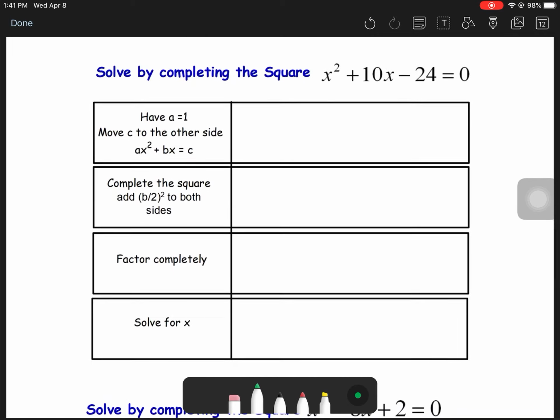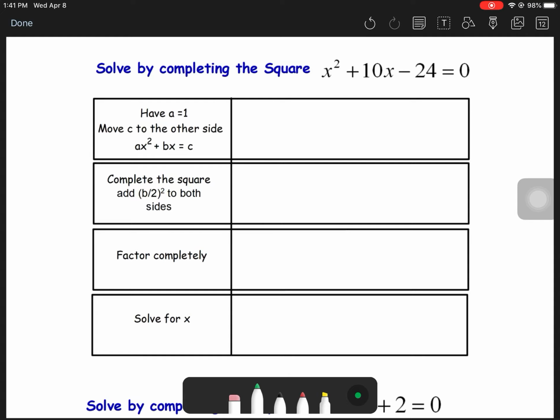Okay, so let's do an entire problem. So first thing we need to do is to make sure that we move the c to the other side. So we're going to move the c value to the other side of the equation, and we're going to draw blanks because we need to fill in the blank to complete the square.